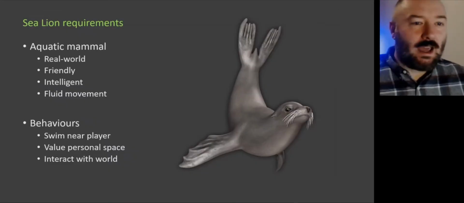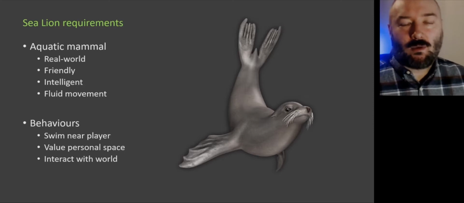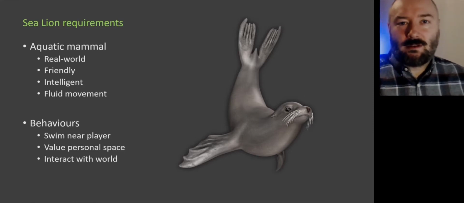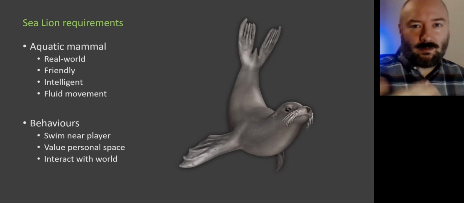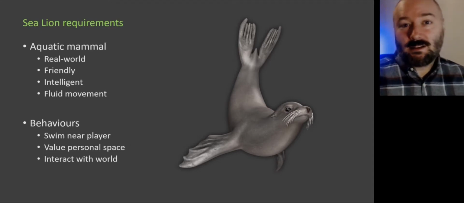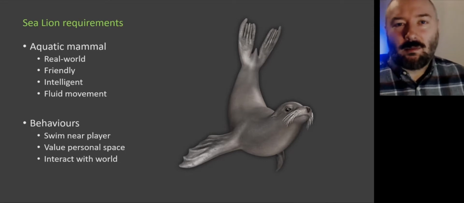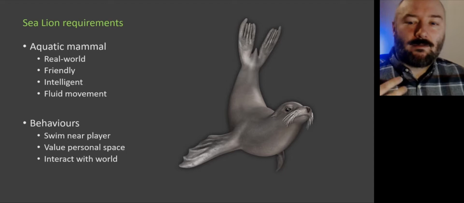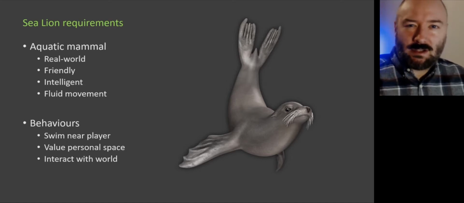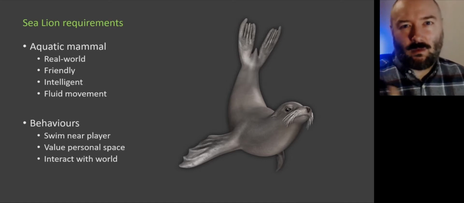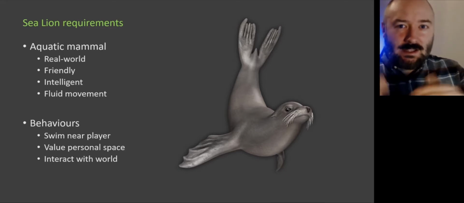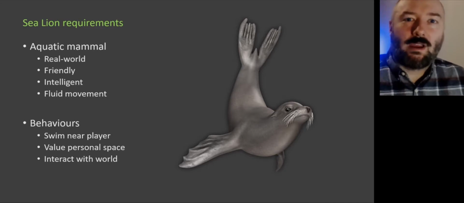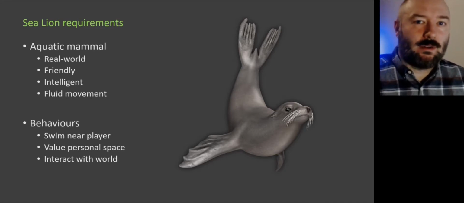So the sea lion obviously is a real life creature. It's an aquatic mammal. It's friendly. So we want it to come up to the player and appear friendly. Intelligent as well. We don't want it to just look dumb. It needs to feel like the real life creature feels to swim with. It needs to have fluid movement, so we need to make sure the animation is quite fluid and smooth as it's moving through the water. If it's glitchy or if it doesn't look well, then in VR that will break immersion very quickly. So that's a very important thing to get right.